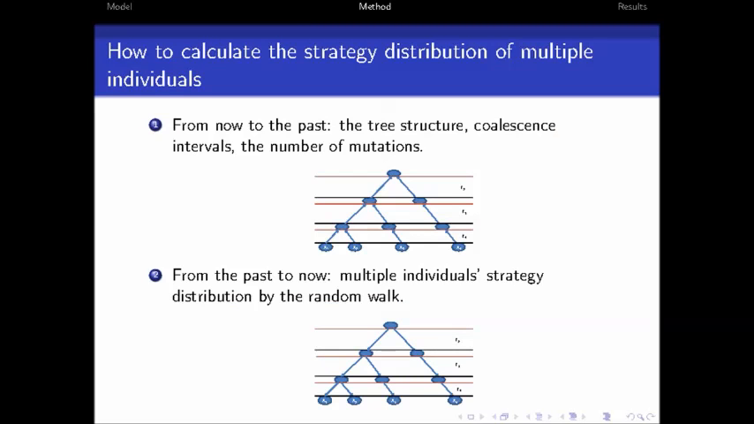Based on the genealogy, we can calculate the strategy distribution of multiple individuals in 2 steps. Step 1. By looking backwards from now to the past, we can determine the tree structure, coalescent intervals, and the number of mutations. Step 2. By looking forward from the past to now, we can employ the random walk to trace the mutation and the migration, and finally obtain the multiple-individual strategy distribution.